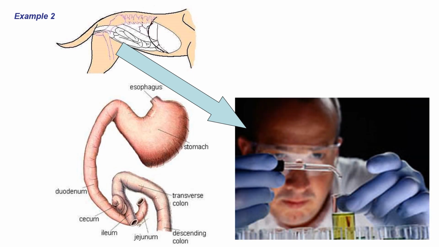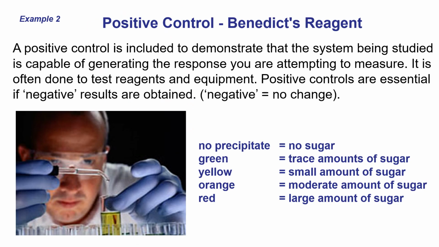Now there's a very simple test for the presence of sugar in urine. You use something called Benedict's reagent, and that's what you see this guy doing here. You add a few drops of this, and it changes color depending on how much sugar is present. Now there's one problem though that we have to take into account, and that's that Benedict's reagent has a shelf life. If you keep it too long, it doesn't work. If you get a bad batch, it might not work.